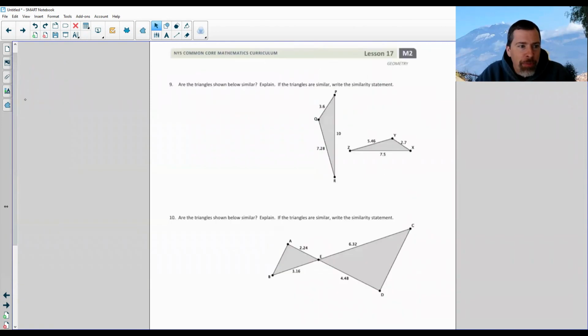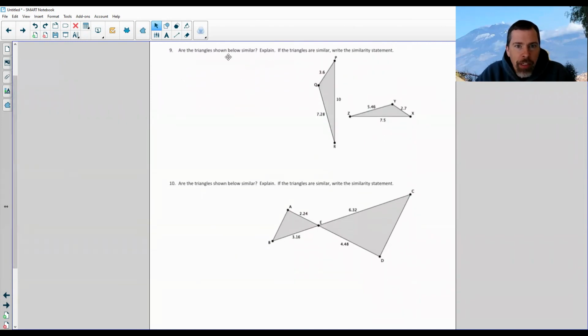Are the triangles shown below similar? Explain. If the triangles are similar, write a similarity statement. So the first thing I always do is, hopefully you know this by now, name the triangles. So I have one triangle, PQR.